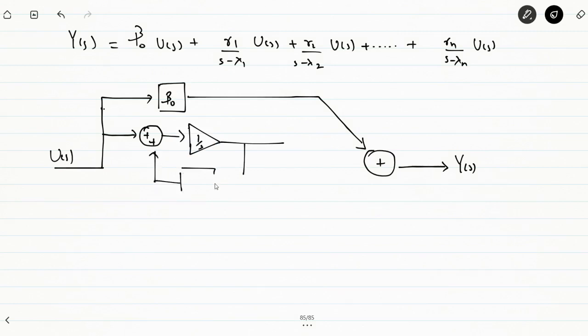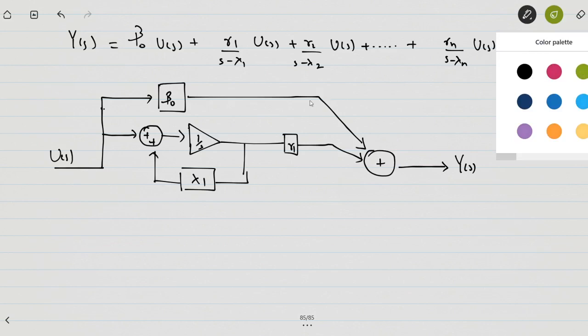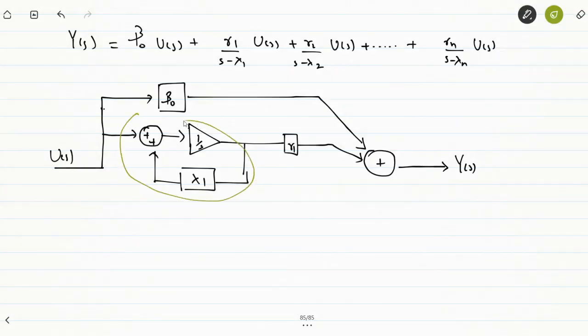This is a positive feedback system. If you simplify this positive feedback system, you know that the answer will be g divided by 1 minus gh, where g is 1 by s and h is lambda 1. After solving this, it will come out to be 1 divided by s minus lambda 1, then multiplied with r1. So at this point, you will be getting r1 by s minus lambda 1 times u of s.